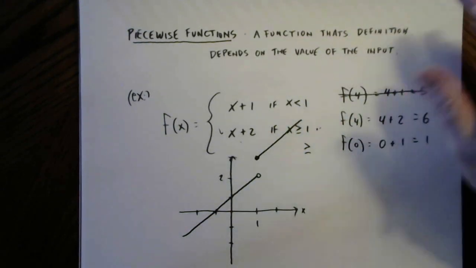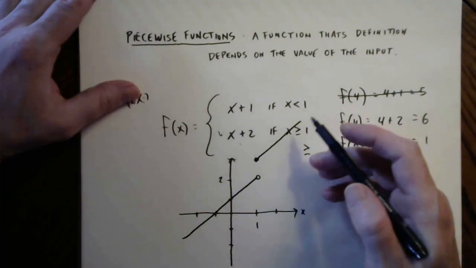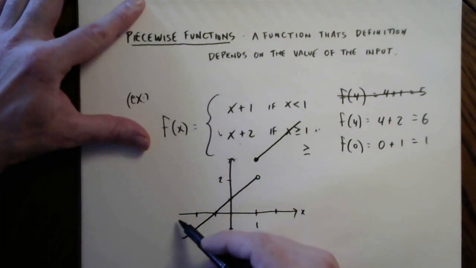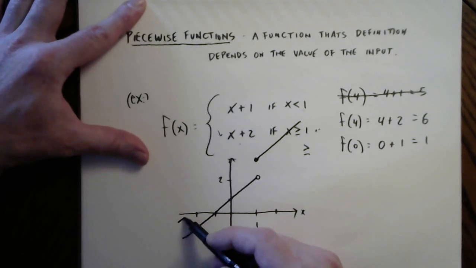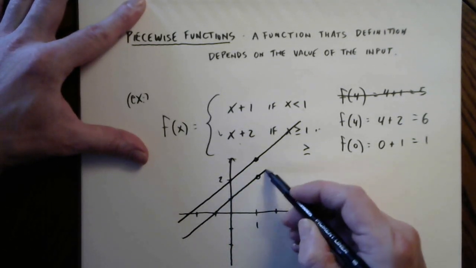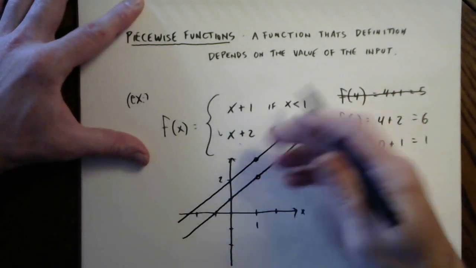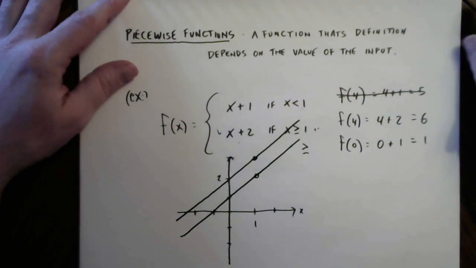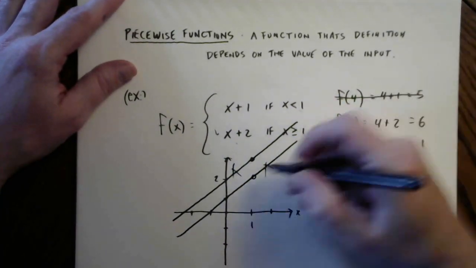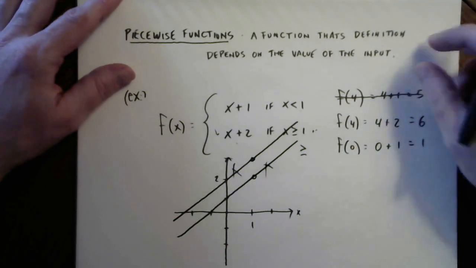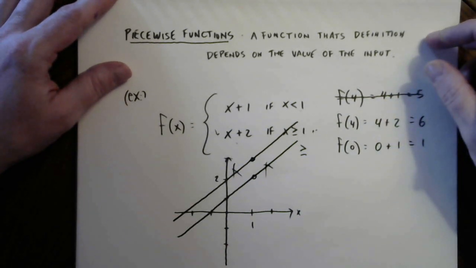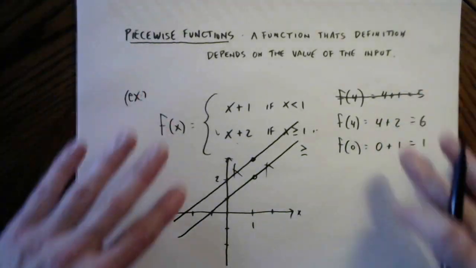So this is what I'll do. Some people will do this, which is fine if you're just careful. They'll graph both pieces, and then they'll erase what needs to be erased. They'd erase this and erase that and add the dots. The dots have to be there. Okay? Let's see another one.